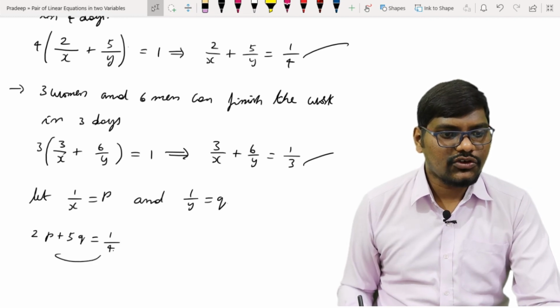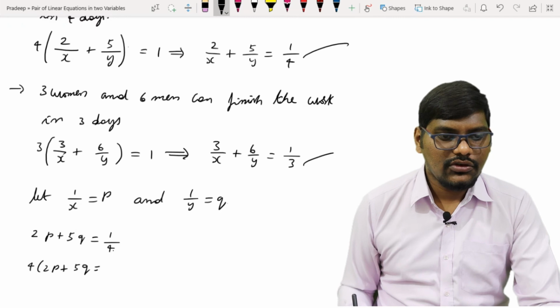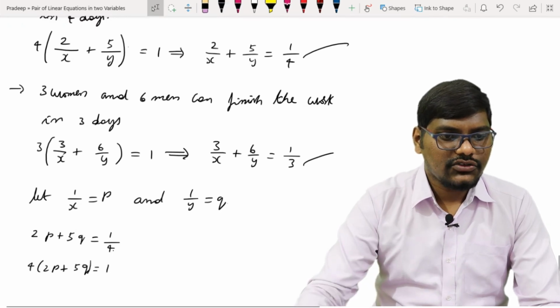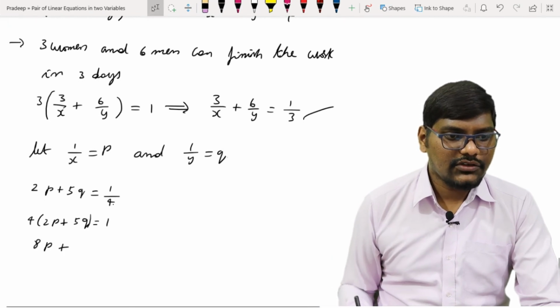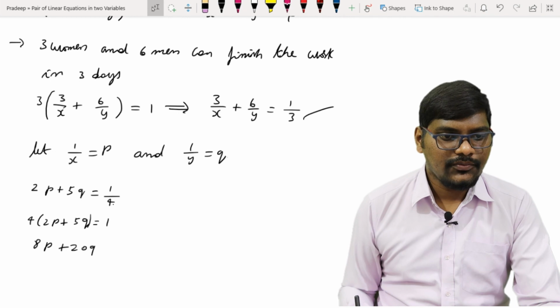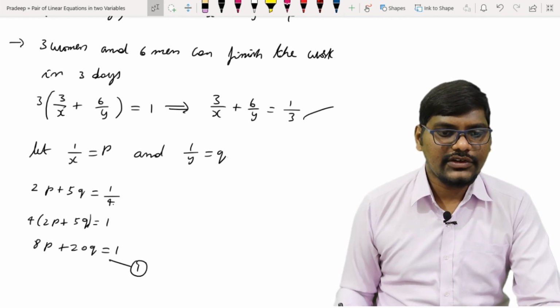So if I send this 4 to the other side, this is 4 into (2p plus 5q) equal to 1 is the equation. So this I can write as 4 2s are 8p plus 5 4s are 20q equal to 1. Okay, so this is the first equation we'll just take.